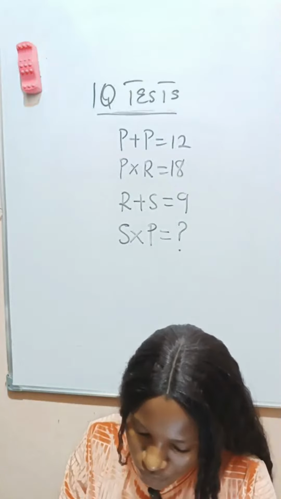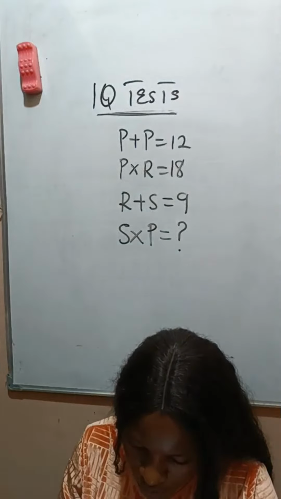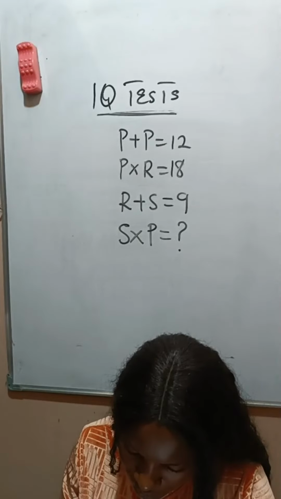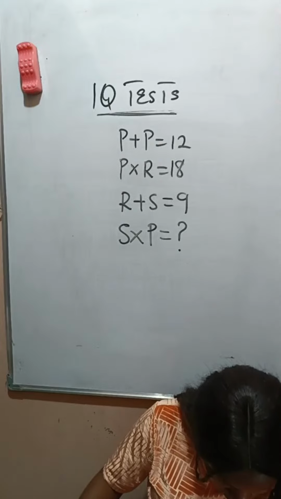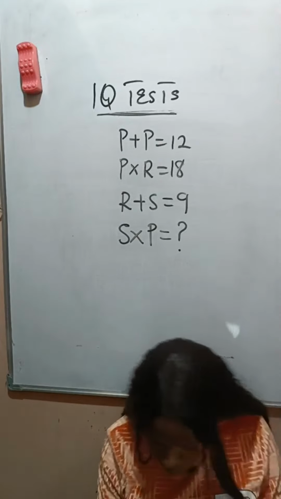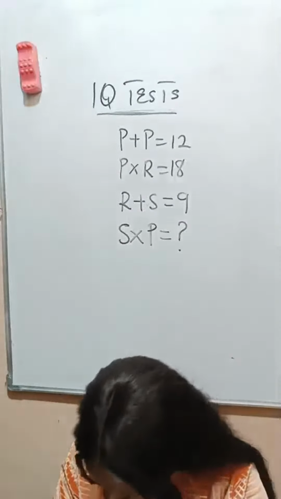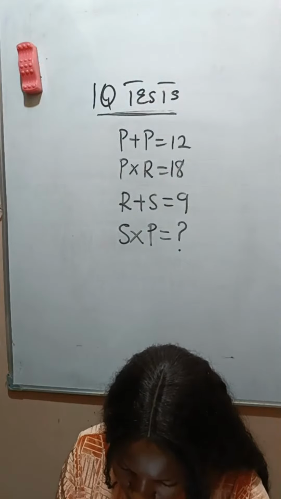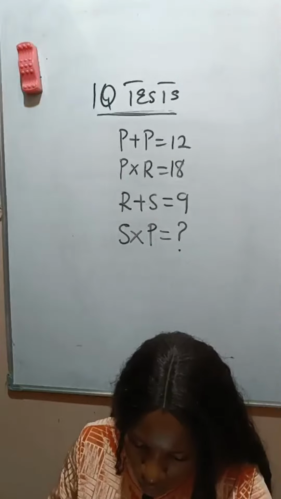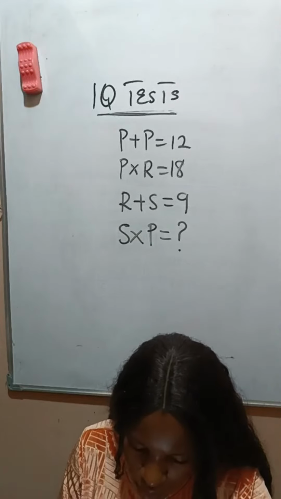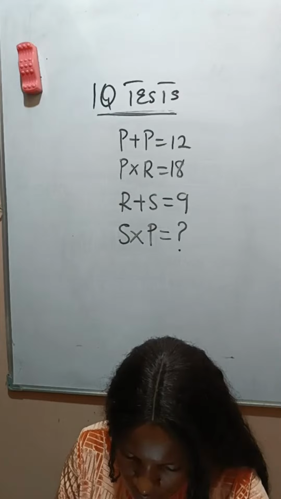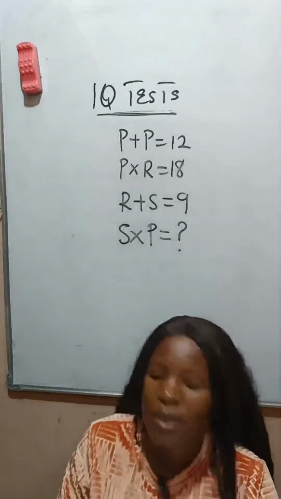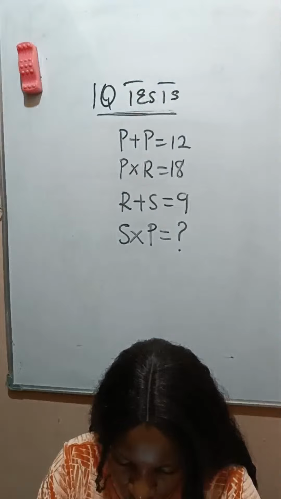Honestly, I have not solved it, so that is what I'm doing right now to see what I will get as my answer. If P plus P is 12, okay, that means that we have this as this. Sorry, something was, I think it's a mosquito or something. Okay, all right, I just solved it. I've gotten the answer. All right, let me go through the comments and see what you got.